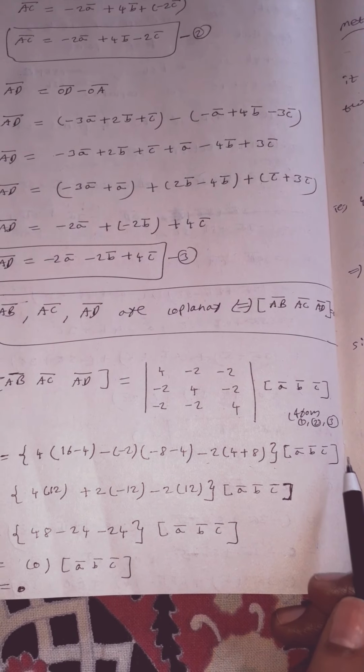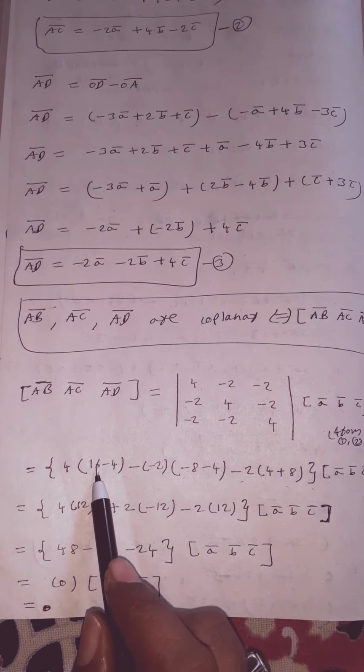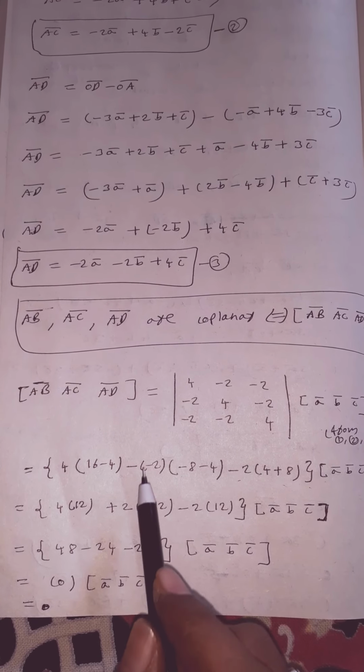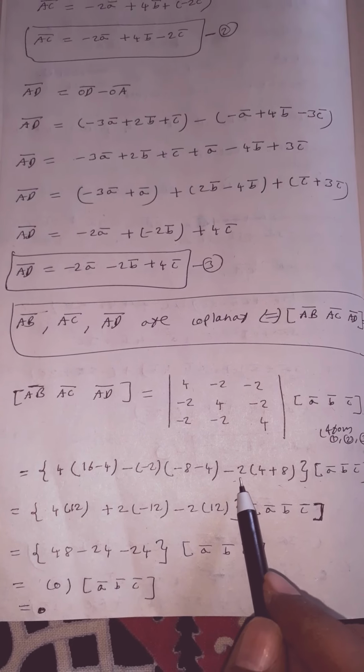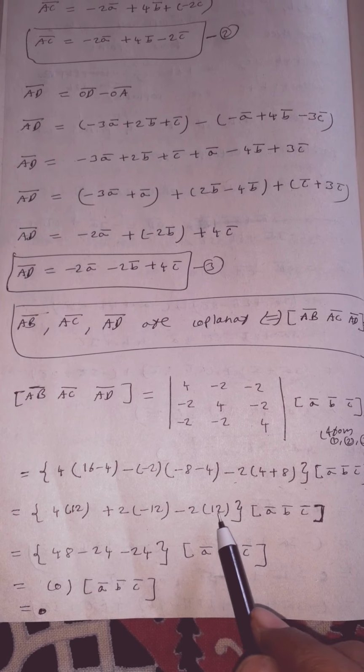So the box product of A bar, B bar, C bar: 4 into 16 minus 4 is 12. So here minus into minus is plus, 2 into minus 4 minus 8 is minus 12. So write minus 2 as it is. 4 plus 8 is 12, children.